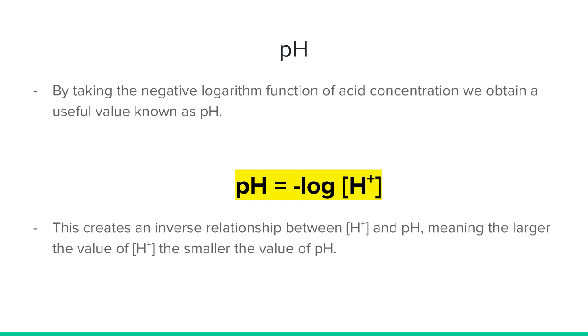Right? So by taking the negative logarithm function of the acid concentration, we'll obtain the value of pH. And it is important to understand that because we're taking a negative logarithmic transformation, this is going to set up an inverse relationship to the concentration. So what that means is, as the concentration of acid goes up, the pH comes down, right?